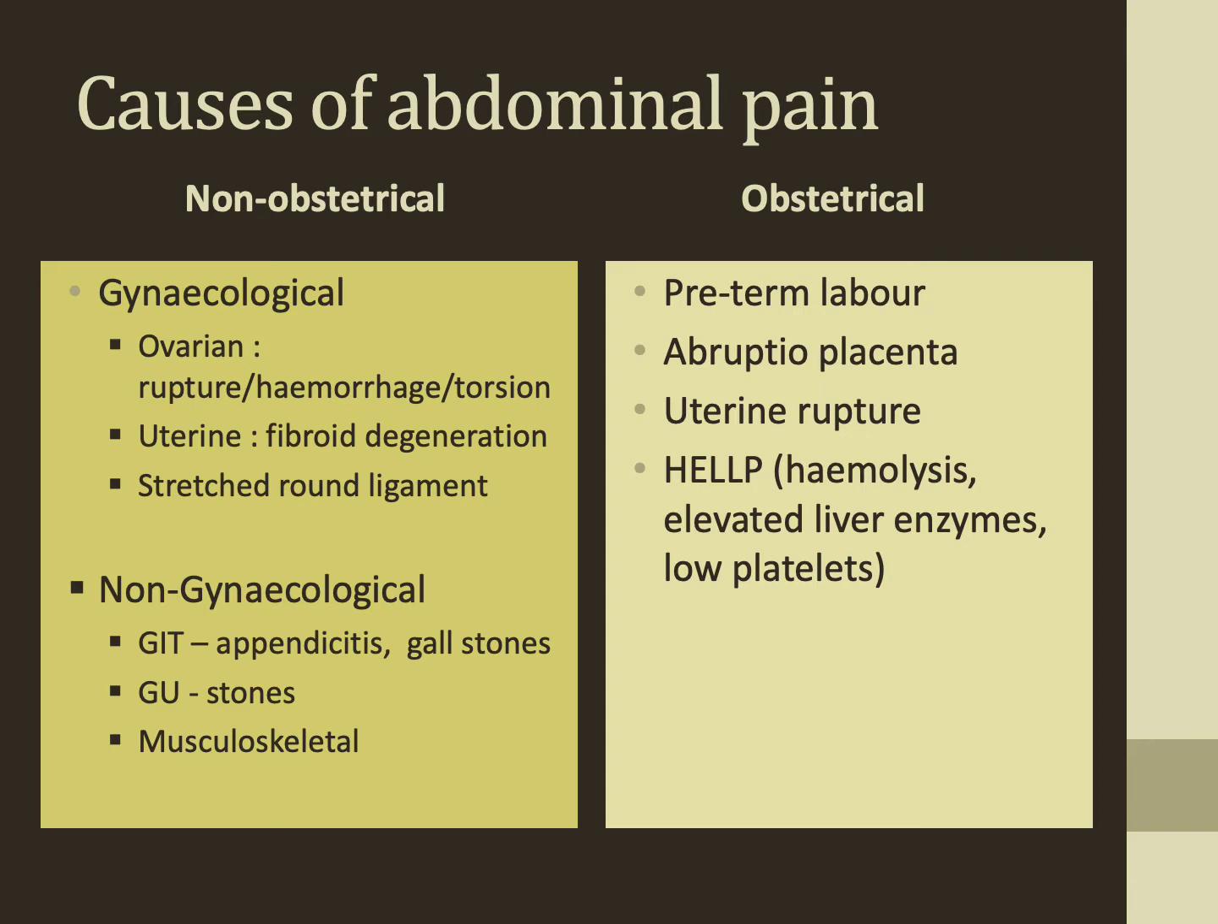Under the obstetrical group, you have preterm labor, but this is usually a clinical diagnosis. The other conditions, such as abruptio placenta or subchorionic hemorrhage, may be visualized on imaging. Uterine rupture is a very serious complication, which I will elaborate later. HELLP, or hemolysis, elevated liver enzymes, low platelet syndrome, may also present with abdominal pain.